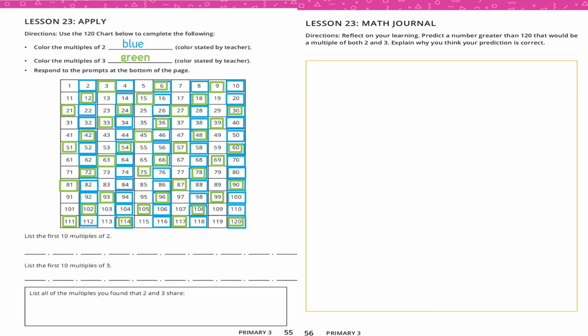The first question: list the first 10 multiples of 2. We want to know the song of multiples of table 2.